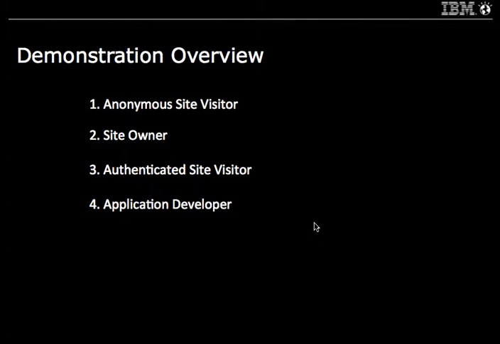The third scene will be an authenticated site visitor, someone who has a user ID on our site. We'll take a look at some of the additional capabilities that they have, particularly around filling out forms and submitting them for processing. And finally, we'll take a look at the role of the application developer and some of the tools that are available to him or her for creating the web applications that we see on the site.